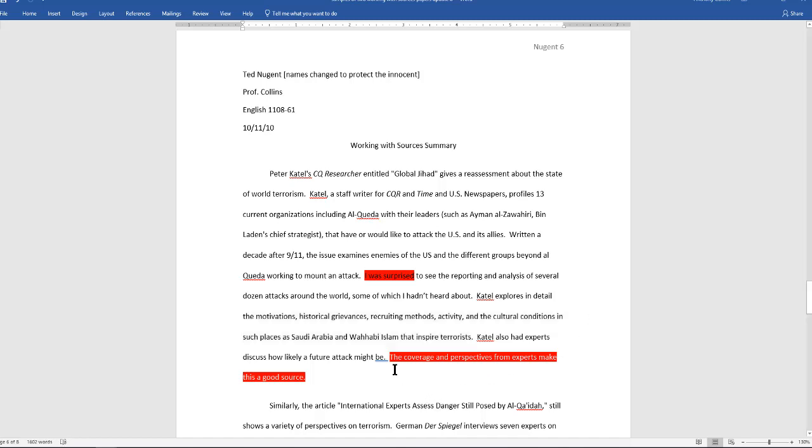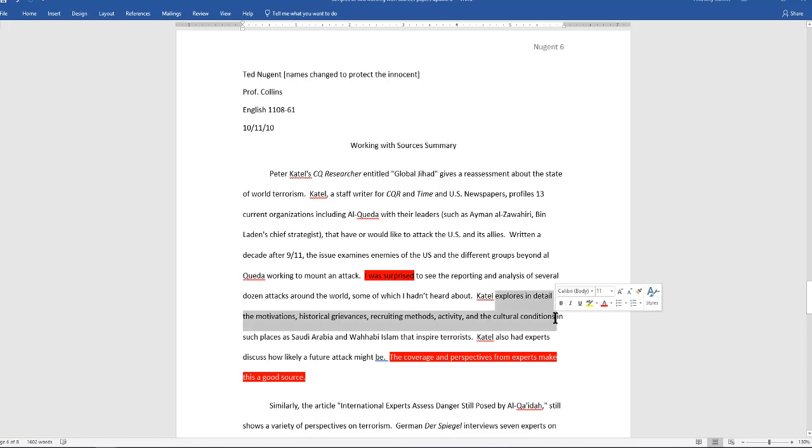How valuable would that be? And not just to a student who was a military person overseas. He says here in my highlighted red ending, the coverage and perspectives from experts make this a good source. Pretty straightforward. This is great. And he even tells me what that coverage is. I love it in a list.